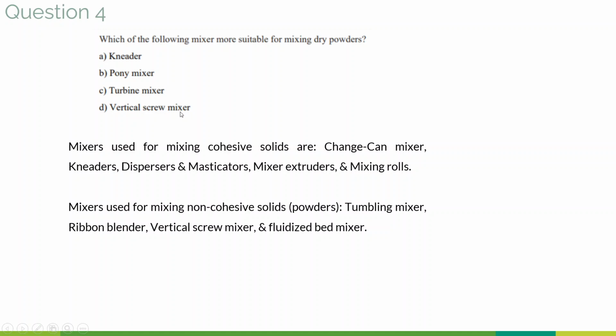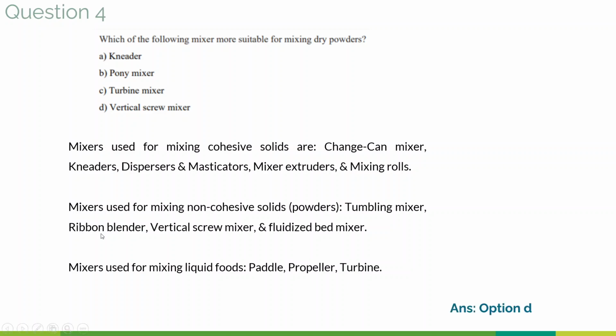So vertical screw mixer is the mixer that is more suitable for dry powders. And for mixing liquids, you have paddle, propeller, as well as turbine. So answer here is option D. A and B are for cohesive solids, C is for liquids, and D is for dry powders.